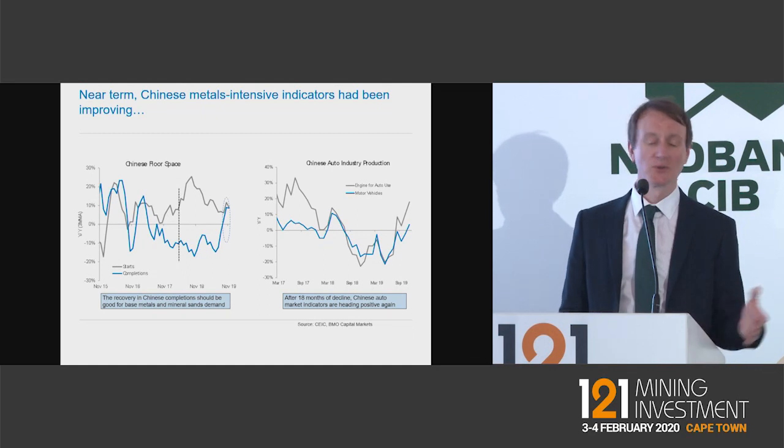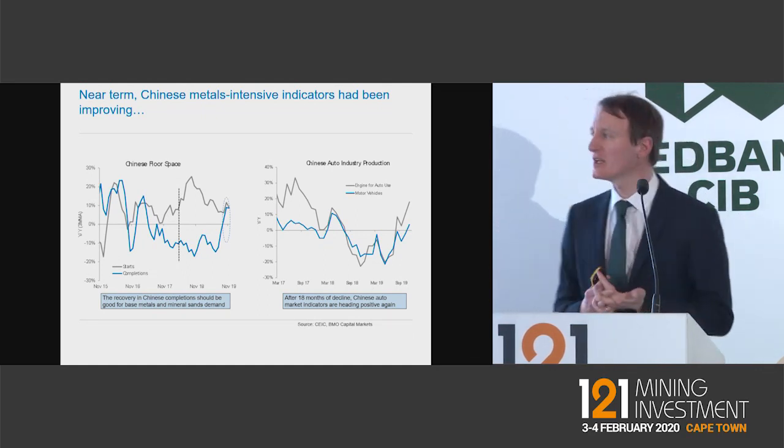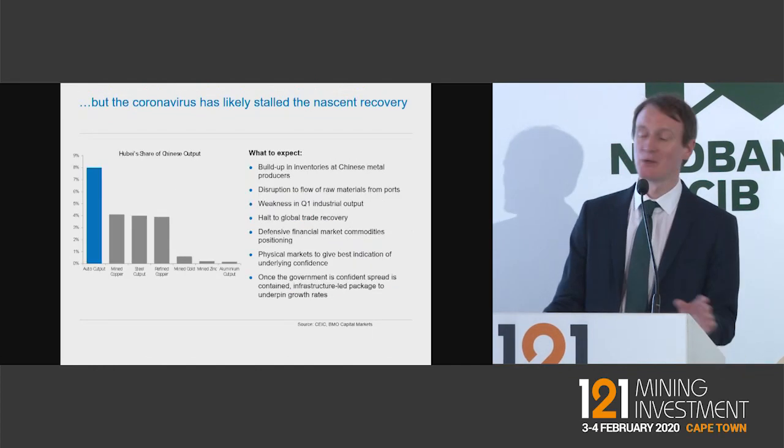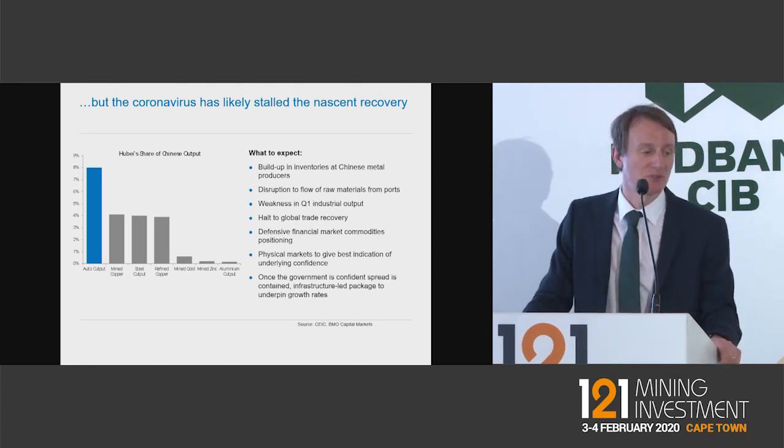This is why a month ago now it was also coupled with the fact that we had an end to destocking, in my view, ex-China, as sentiment started to improve. So it was all looking good, but we do have to address what's happening now with the coronavirus. It probably has stalled this recovery.